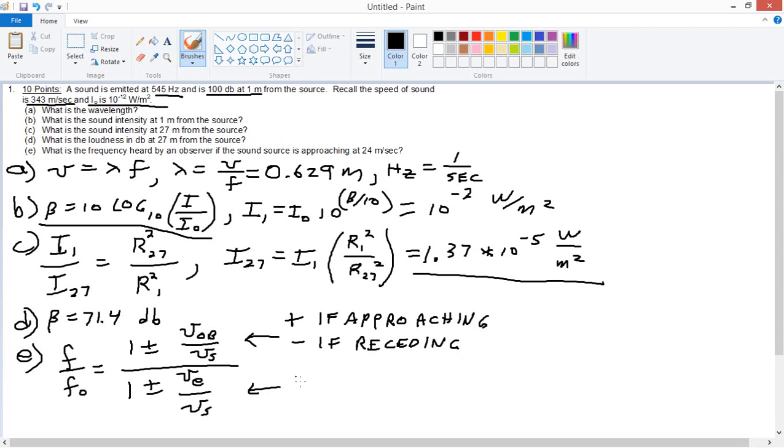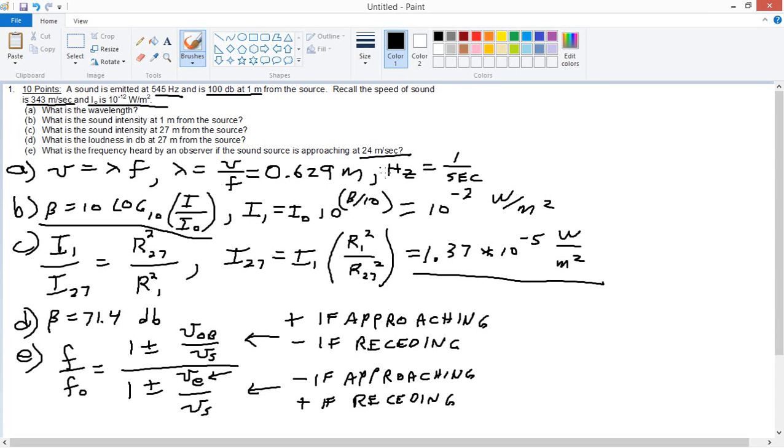On the bottom, it's just flip-flopped. If the denominator goes down, the frequency goes up. That means it's approaching. So it's negative if approaching, and positive if receding. 24 meters a second. The sound source, VE, is 24 meters a second. That's the emitter, sound source.